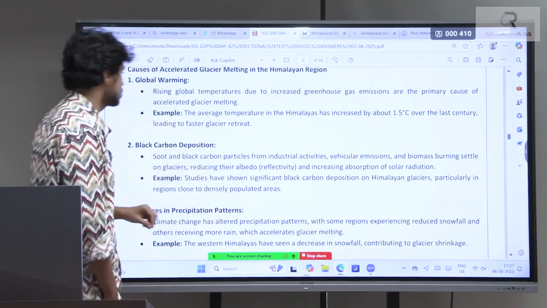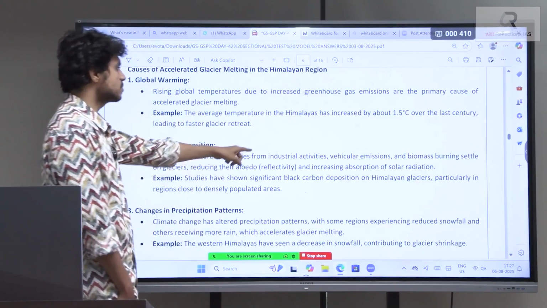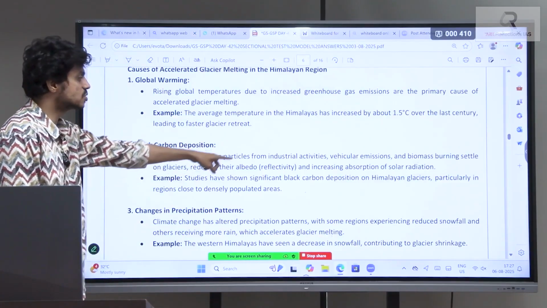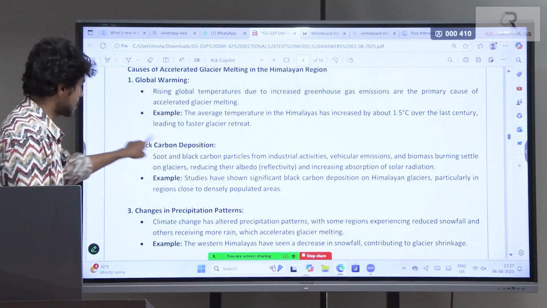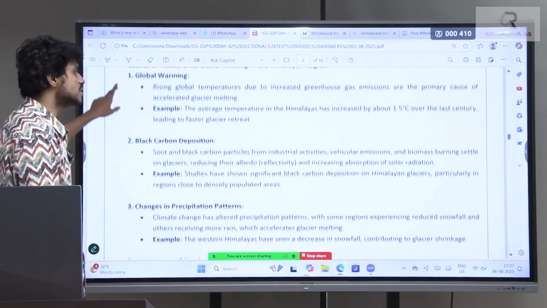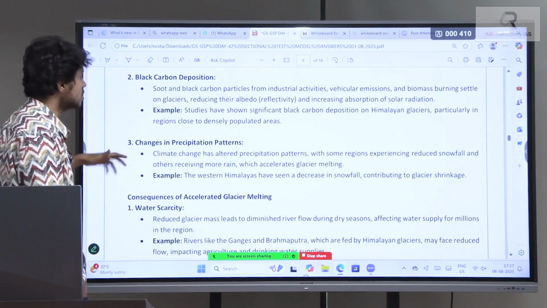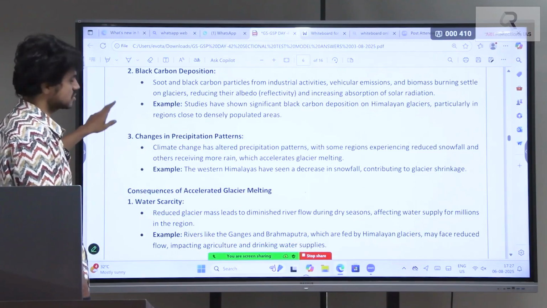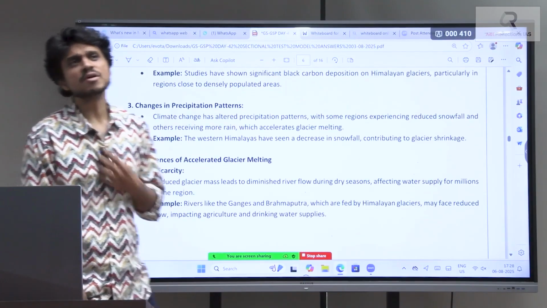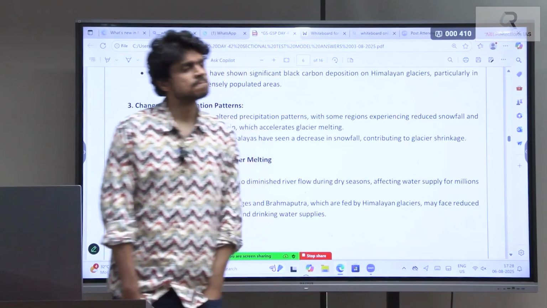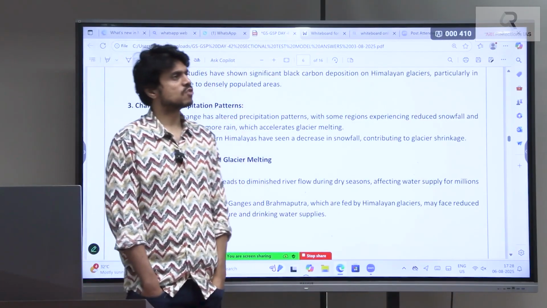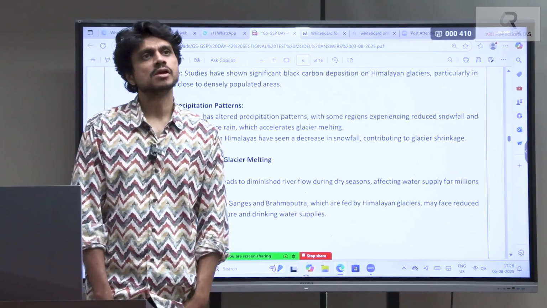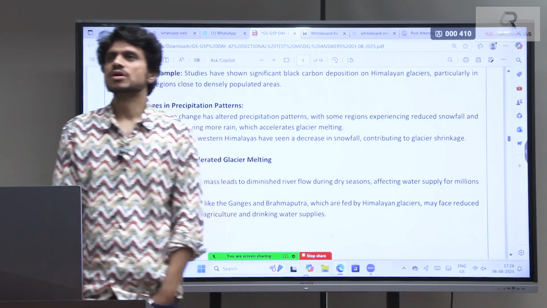So black carbon deposition valla soot and black carbon particles from industrial activities ivanni akkada glaciers meeda peddappudu albedo decrease avutadi and increases the absorption. So black carbon can increase the temperature in that area and leads to the melting of the glaciers. Changes in the precipitation pattern, that is also one of the reason. So these are three. Inka meer think cheyandi inkeman points meeku vastunnayi. Change of rainfall patterns, global warming, ఇంకేమున్నాయి హిమాలయస్ గ్లేషియర్స్ రీజన్స్.